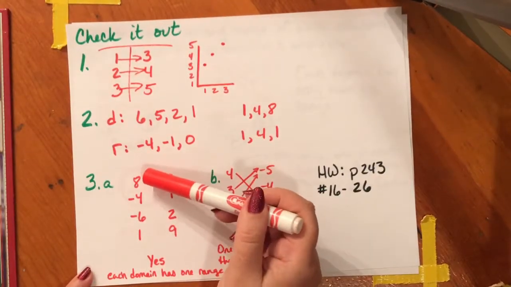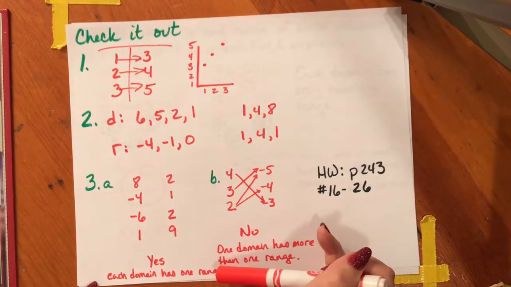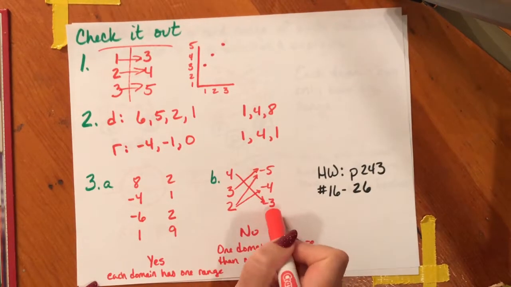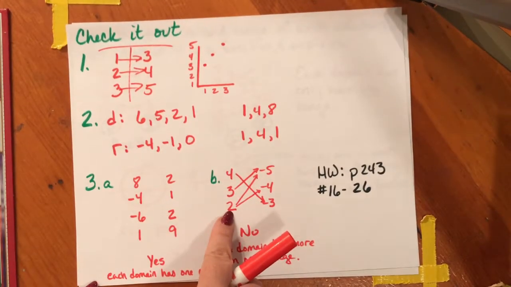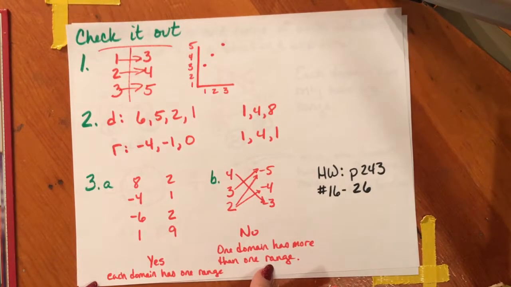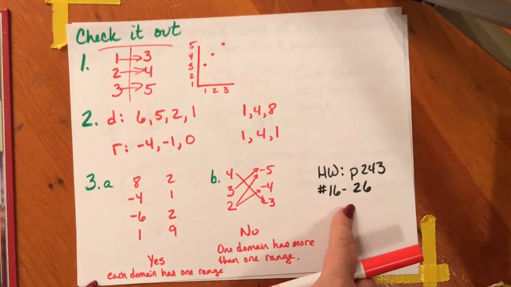So for 3a, these are your domains, these are your ranges, and yes, each domain has one range, so it works. Here, these are our domains, these are our ranges, but this domain has 2 range numbers, so no, this is not a function. So your homework starts on page 243.